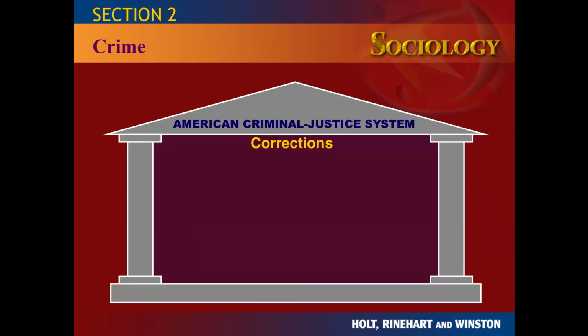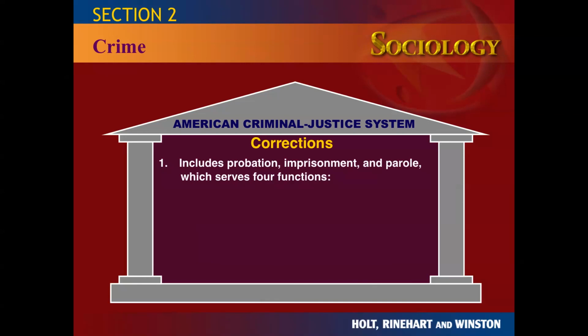With the American criminal justice system, we have the corrections. This includes the aspect of probation, imprisonment, and the possibility of parole. So in corrections, it serves 4 different functions, and they are as follows. You have retribution. An individual commits a crime. We as society want retribution. We want to get revenge for the victim, and therefore by putting this person either on probation or in jail, we are receiving some sort of vindication. We are getting some retribution or revenge.